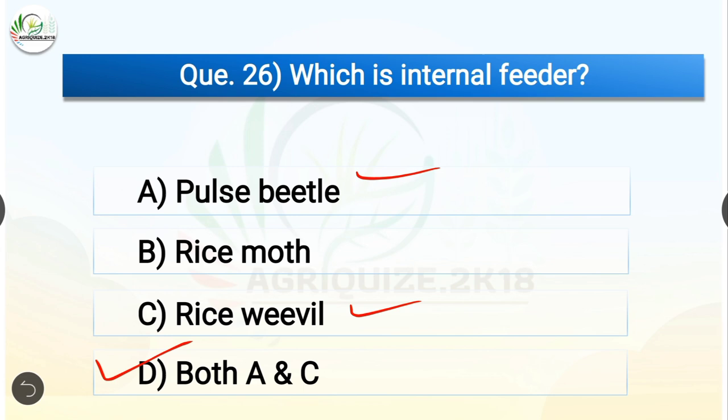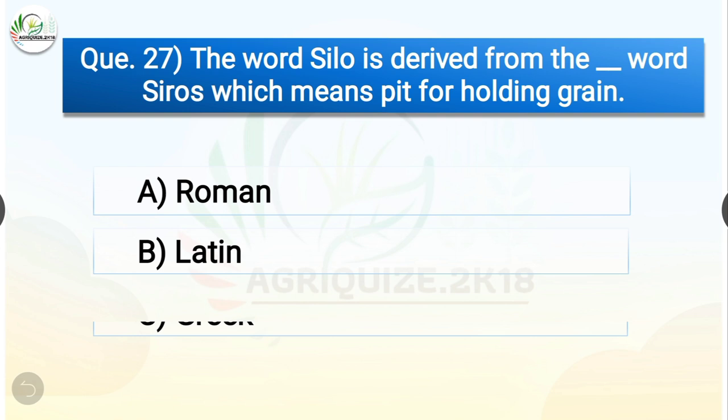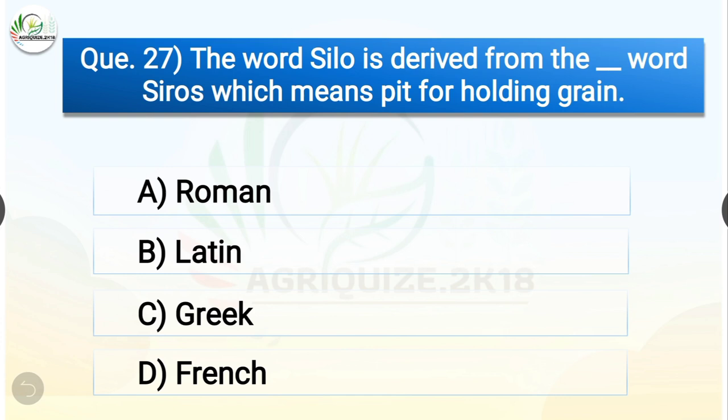Question number 27. The word silo is derived from the dash word siros, which means pit for holding grain. The options are Roman, Latin, Greek, or French. The correct answer is option C, Greek.